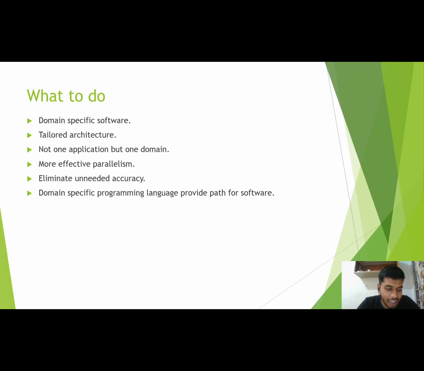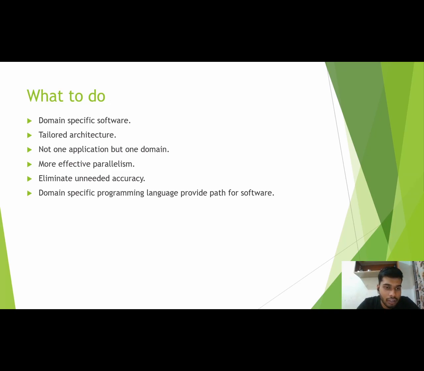Again, as we saw in the previous graph, parallelism also increases the architecture efficiency for a specific domain, as SIMD is more efficient than MIMD, like the general purpose microprocessors. So again, eliminate unneeded accuracy. Not for all software or not for all work is accuracy needed. For very specific work where accuracy is needed, the architecture should be developed for that purpose.